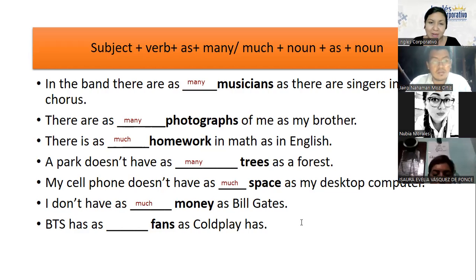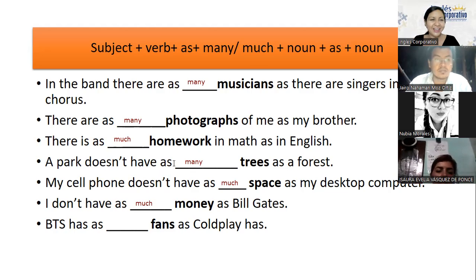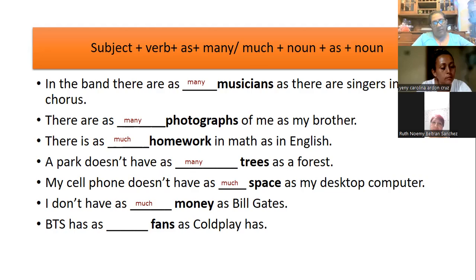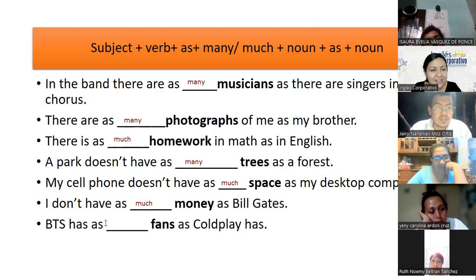I don't have as much money as Bill Gates. Actually, I don't have as much money as a doctor, because teachers don't earn as much as a doctor or as an engineer. Okay, we are poor. And the other, BTS has as many fans.